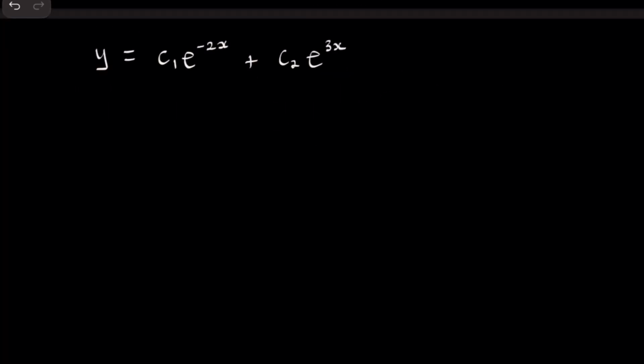So now let's differentiate y. So y prime will be giving us, this is exponential, right? So we just have to differentiate the exponent, then we multiply. When you differentiate minus 2x, you are going to have minus 2. So that will be minus 2 c1 e^(-2x). Then when you differentiate 3x, you're going to get 3. So that will be 3 times c2 e^(3x).